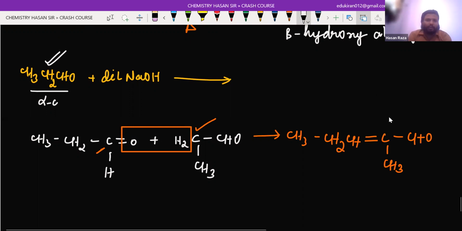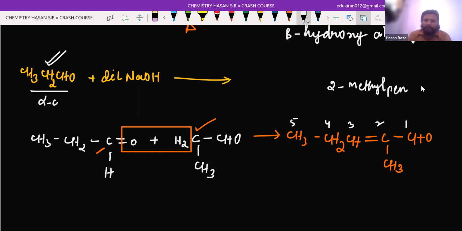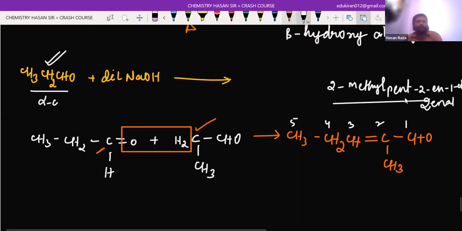So for the name that you have written, KV, 1, 2, 3, 4, 5 is here. And the name of the aldol condensation product is 2-methyl pent-2-en-1-al. That means you can write 2-methylpent-2-enal. Is that clear? KV? Krishna? Yes. Okay. So you don't need to directly write 3-2-6 hexane. It may or may not be, depending upon the reactant and how it's treated.